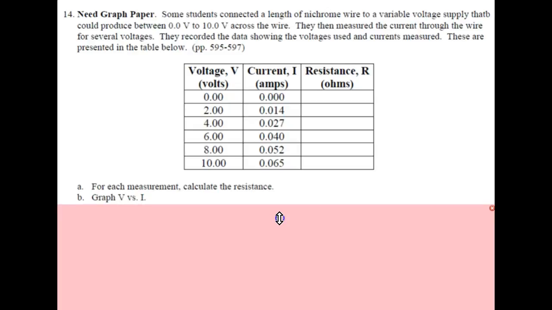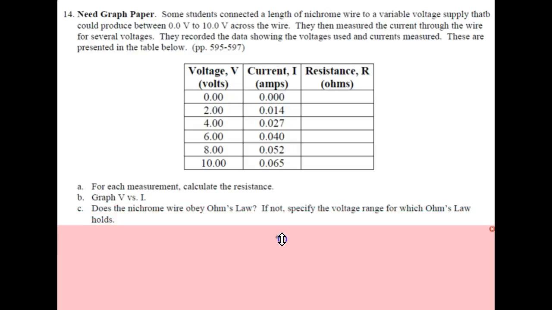Part A wants you to, for each measurement, calculate the resistance. Then it wants you to graph voltage versus current. And does the nichrome wire obey Ohm's law? If not, specify the voltage range for which Ohm's law holds true.